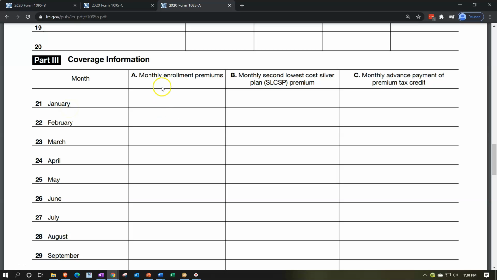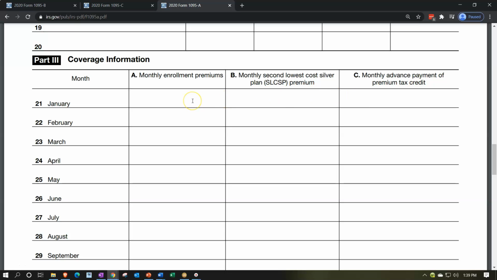And what we have is the monthly enrolled premiums. Columns A and C are the main ones you're looking at. Column B is the monthly second lowest cost silver plan, which is basically a comparison. And then C is the monthly advance payment of the premium tax credit. This is the one where they're estimating what they think your annual tax credit will be, basically dividing it by 12 if you had it for the entire year, and then lowering your premium by what they believe the credit will be, as the estimate.